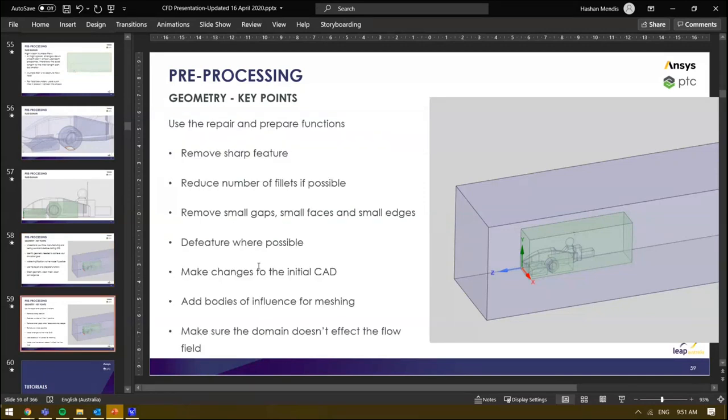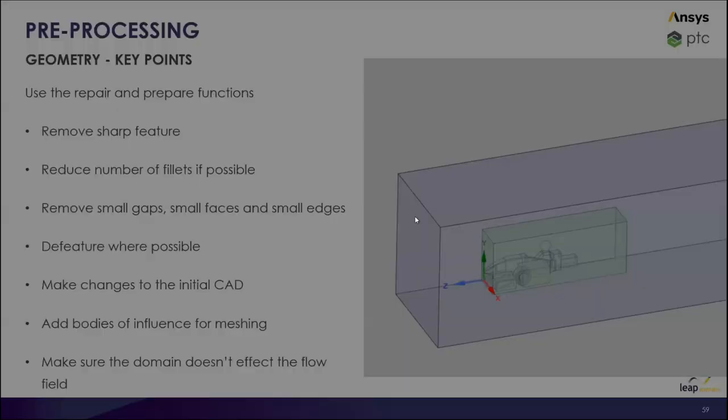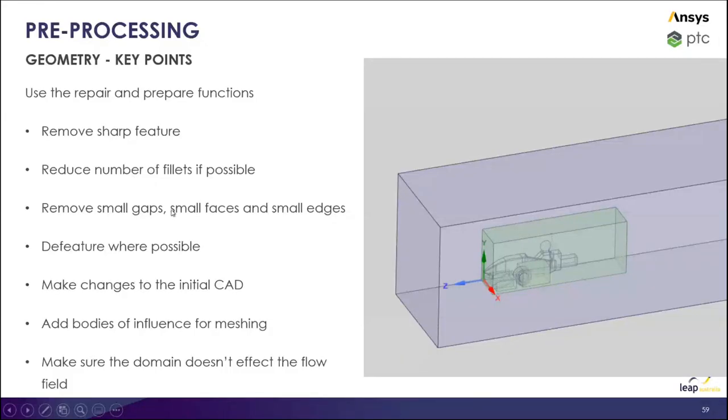Regarding the repair and the prepare functions, a couple of things that are really important. So things like removing sharp features and fillets as well, if you can. All these things are going to add a lot of mesh elements later on.